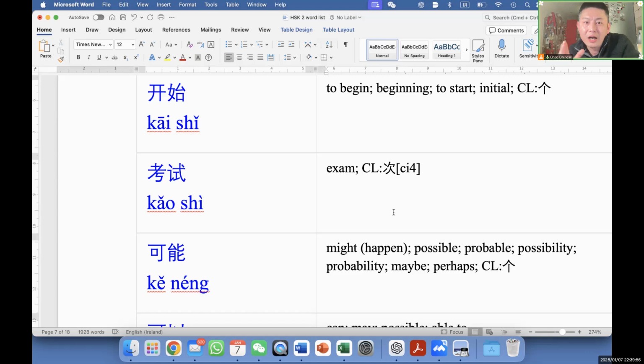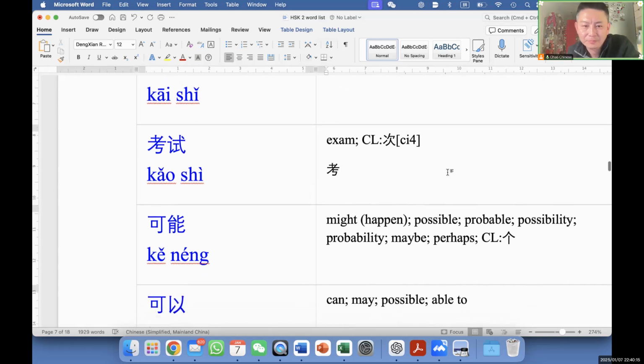Okay, I will examine you, or I will test you. I will test the students. You cannot use that. But the good thing is you can just take one out of it. You can use the first character, 考, to mean that. So 我考你，他考我，我考你. I'll give you a little test.